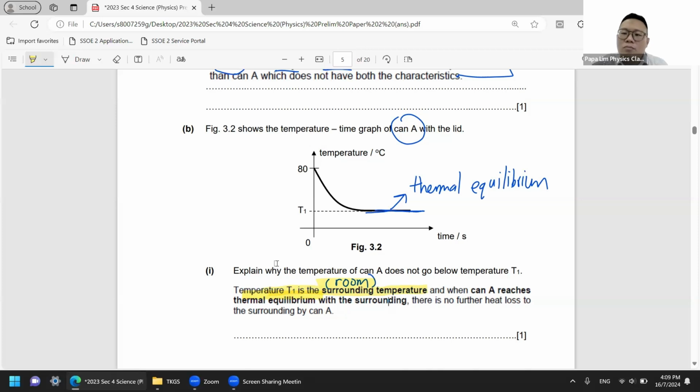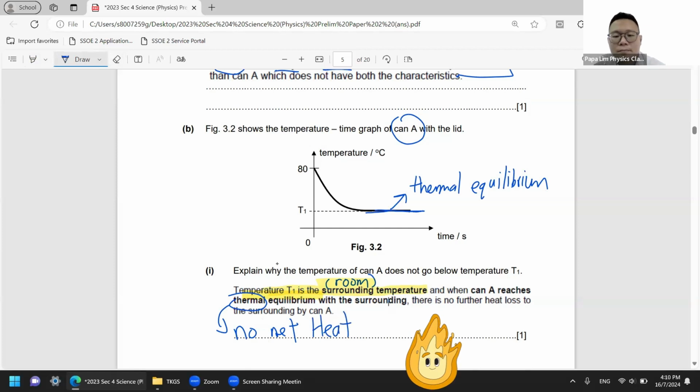If you don't want to write thermal equilibrium, the other way that I can accept to replace thermal equilibrium is no net heat transfer. It's not no transfer. There is still transfer. Can A is still giving out heat. Can A is still absorbing heat from different directions. But the net gain and the net loss are the same. That's why we look at it as no net heat transfer. So if you're not writing thermal equilibrium, I'm looking for the words no net heat transfer.